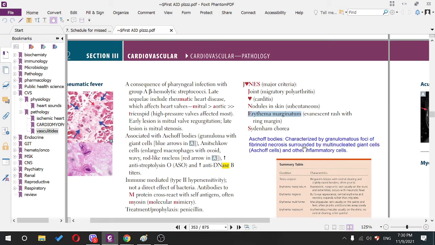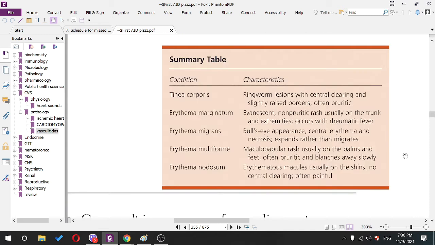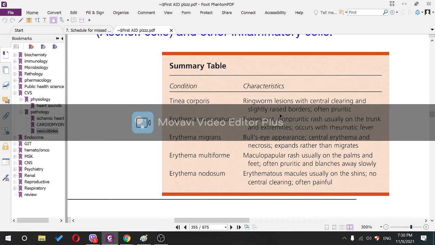Sydenham chorea, we said why they have it. Okay, so it all makes sense. Here I have all of the types of different erythema that are mentioned in the book. So tinea corporis is a ringworm that can have central clearing. Remember, this is due to a fungus. Well, we will speak about it later.